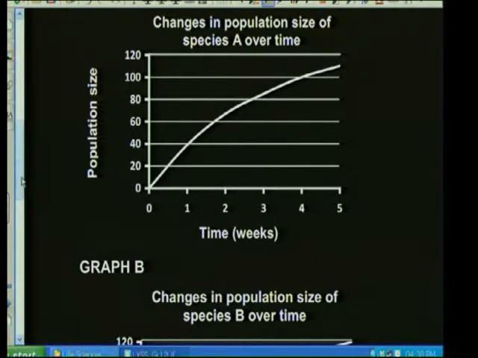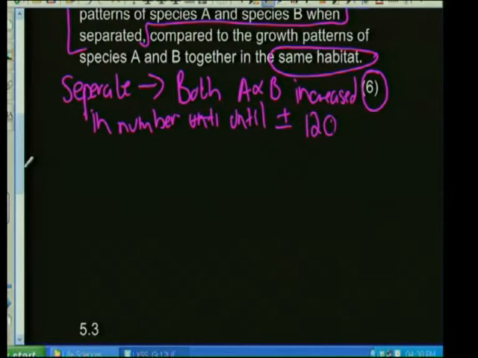So over the 5 weeks, what did we notice? The one thing, when they were separated, both A and B increased in number to approximately 120 within the 5 weeks. There are 2 marks that you had to say that. So what happened? We see both of them showing an increase. Now, for the other 4, we need to explain what is happening in graph C. I'm going to write it next to here because it's easier to have the graph next to me so we are able to interpret.